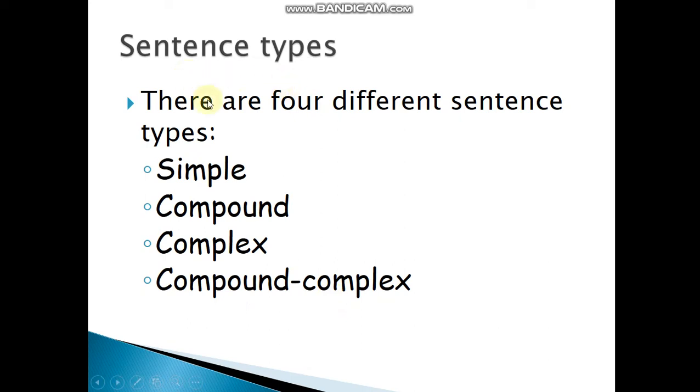Okay, now there are 4 different sentence types. We have simple, compound, complex, and compound complex. For now, I'll be just teaching you how to write simple and compound sentences. Hopefully next week we are going to step up, and we're gonna touch complex and compound complex sentences, as long as I'm seeing that you are already able to write compound sentences on your own.